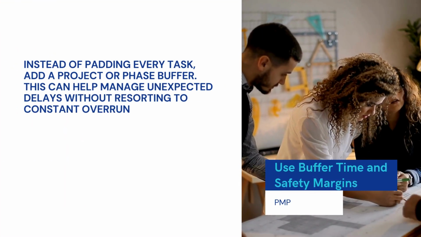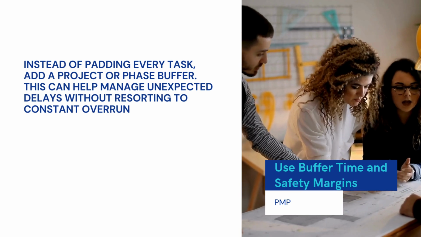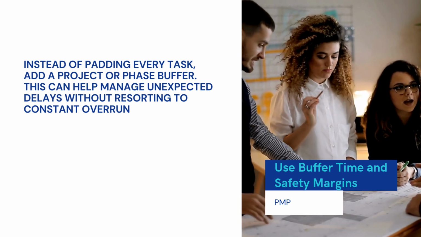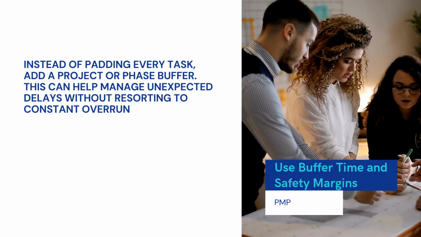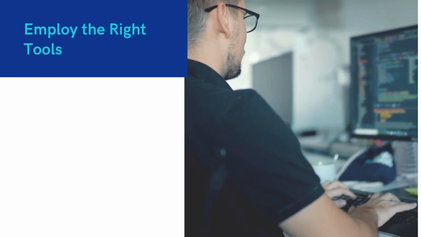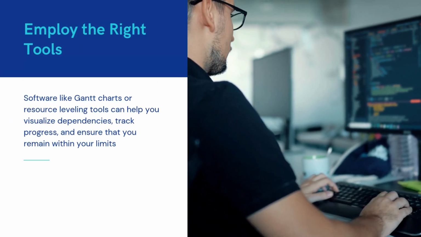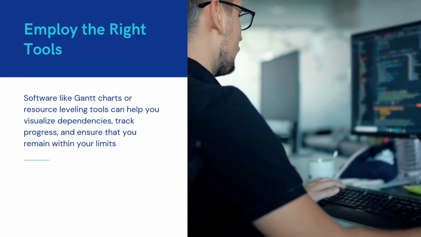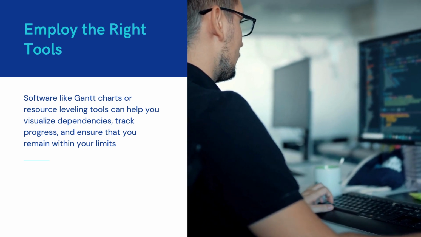Use buffer time and safety margins. Instead of padding every task, add a project or phase buffer. This can help manage unexpected delays without resorting to constant overrun. Employ the right tools. Software like Gantt charts or resource leveling tools can help you visualize dependencies, track progress, and ensure that you remain within your limits.